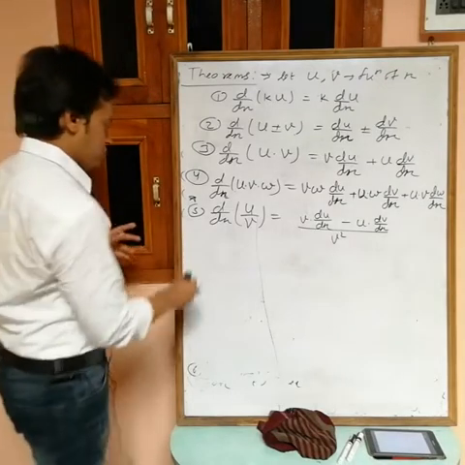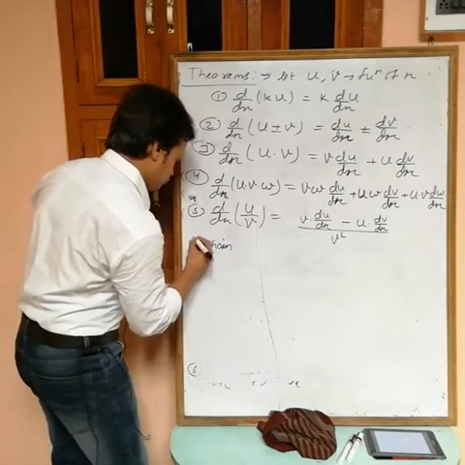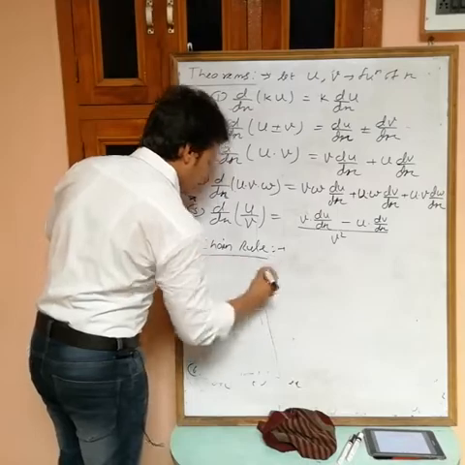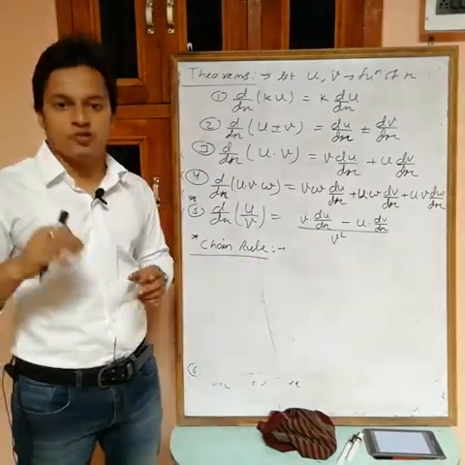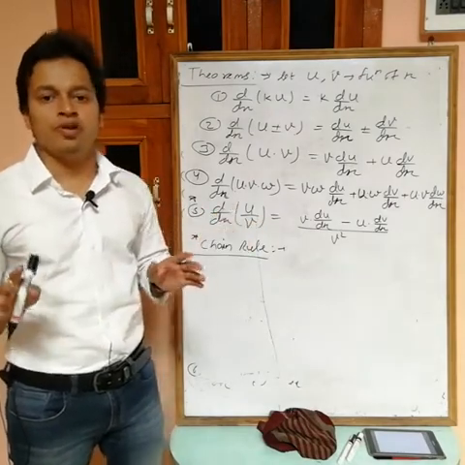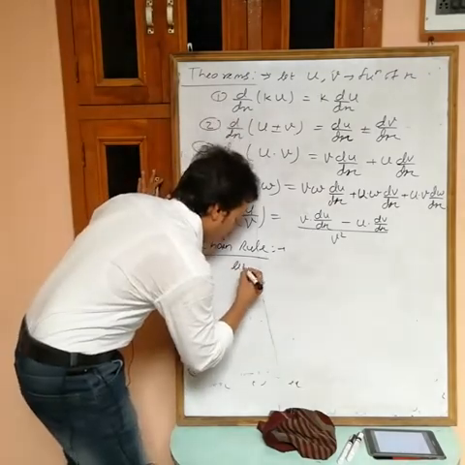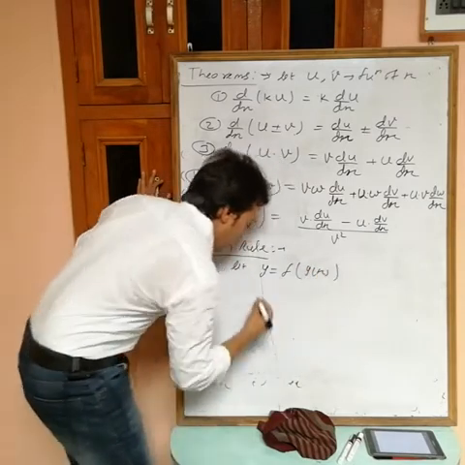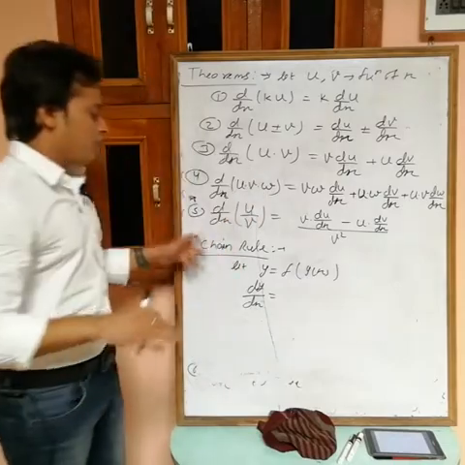Now last, chain rule. Actually, we apply the chain rule for a composite function. Okay, if you have sine of cos x, then to differentiate this one we have to use the chain rule. Okay, now how to differentiate? See, let y be a composite function f of g(x), and you want to find dy by dx. It means you want to differentiate y with respect to x.